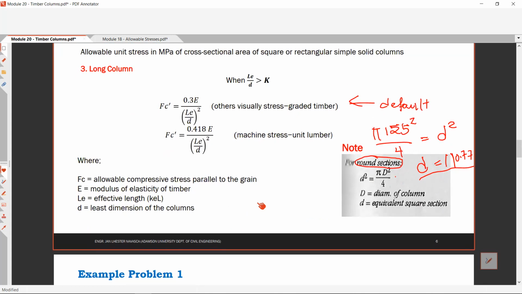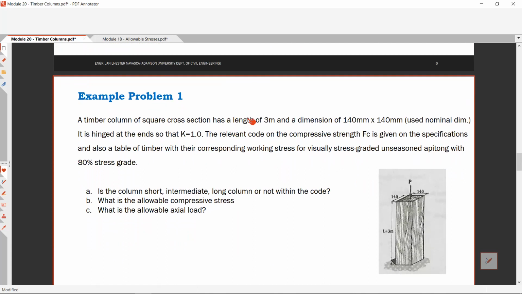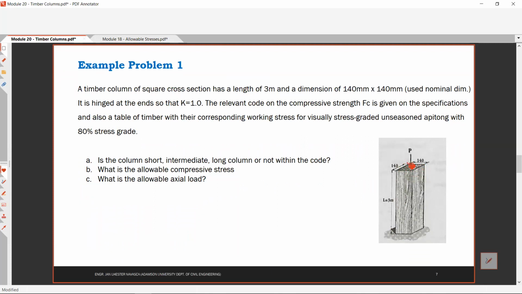Okay, so let's try a sample problem. A timber column with square cross section has a length of 3 meters and a dimension of 140 by 140. We will use the nominal dimension, not the dressed dimension. It says here the support type is hinged at the ends, so your K is 1.0. The relevant code on the compressive strength FC is given in the specification and also the table of timber with corresponding working stress for visually stress graded unseasoned apitong at 80% stress grade.